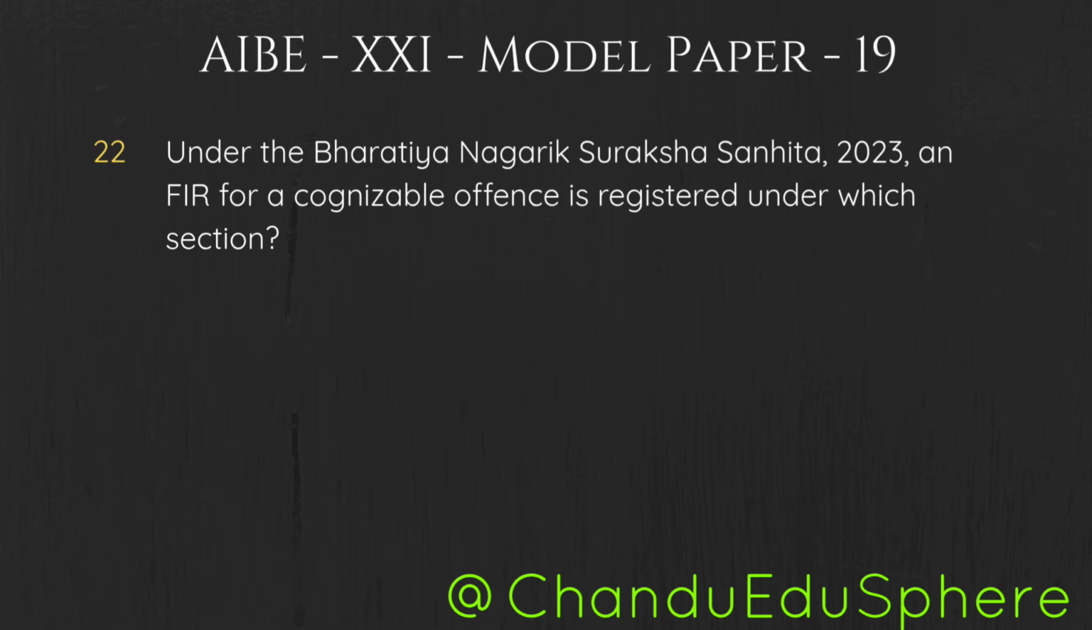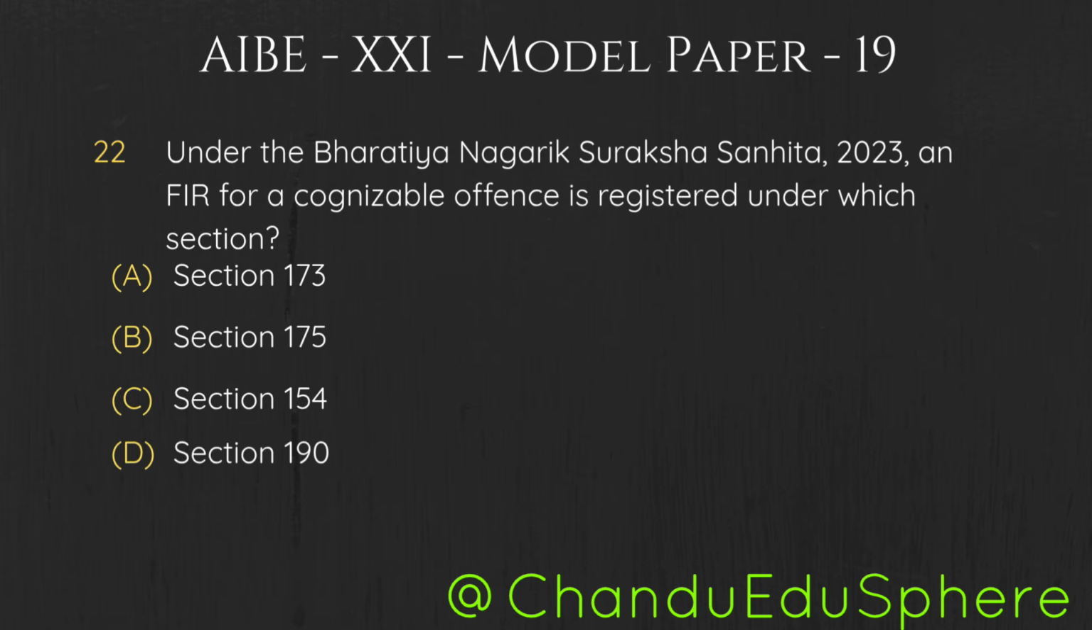Under the Bharatiya Nagarik Suraksha Sanhita, BNSS 2023, an FIR for a cognizable offence is registered under which section? Section 173 of the BNSS 2023 governs the registration of information relating to a cognizable offence, the FIR, corresponding to Section 154 of the old CrPC. So Section 173, that is choice A, is the right choice.